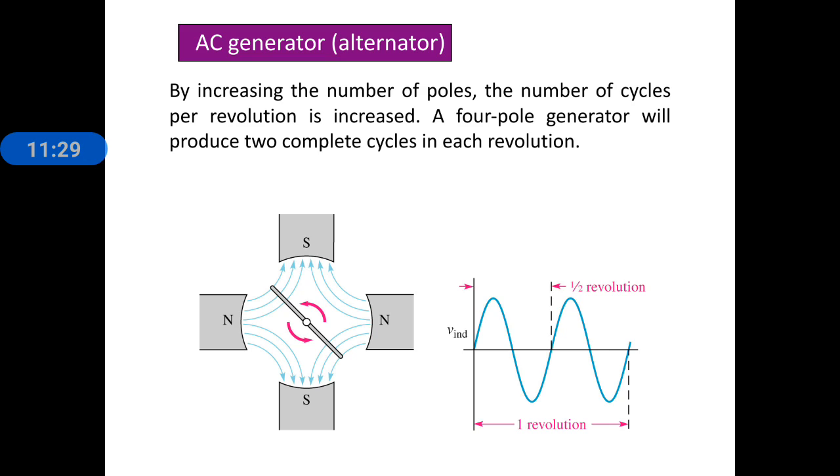Earlier, with 2 poles, one rotation gave one cycle. Here, with 4 poles, one rotation gives 2 cycles. In half a rotation we get 1 cycle. In one complete rotation we get 2 cycles.